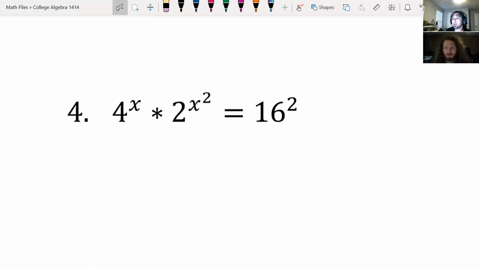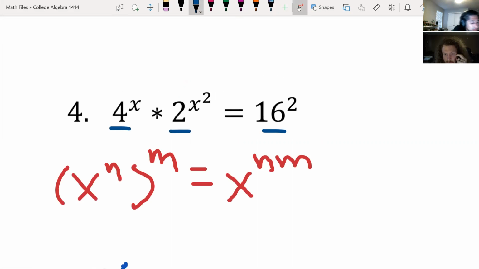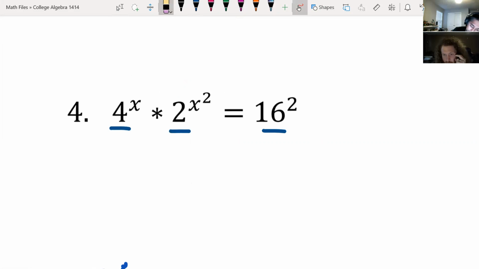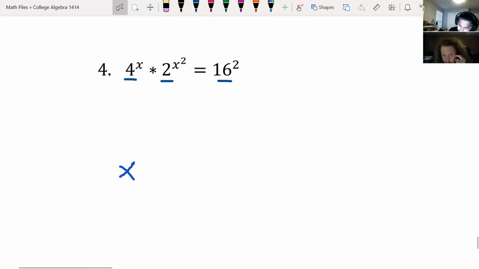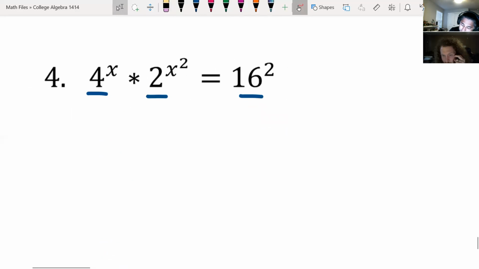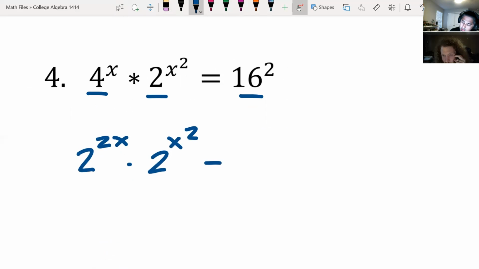Okay, 4 to the x times 2x, 2 to the x squared equals 16 squared. All right. We notice that all of these have a common base of what? Yeah, 2. Good. So that's what we're going to do, change these all into a base of 2. So you'll get 2 to the 2x times 2 to the x squared equal to 2 to the 4th times 2.